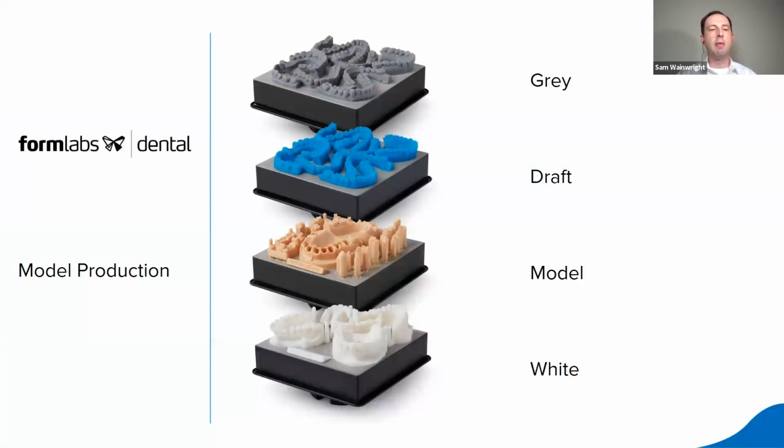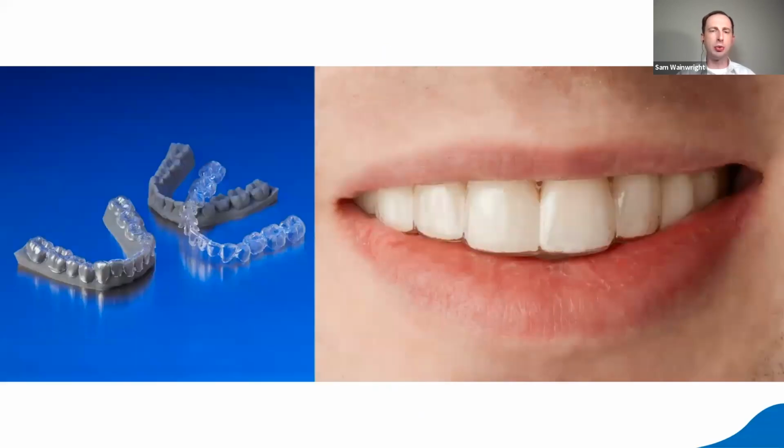First are non-biocompatible appliance or materials that are really for model production, and we actually have 4 types, and they have 4 real specific uses. The first one is gray, draft, which is the blue one, model is the more beige one, and then white. Gray is really ideal and optimized for orthodontic appliances, so thermoforming retainers or clear aligners. It is extremely productive in speed and output and everything else, and very, very accurate and tuned for horseshoe arches.